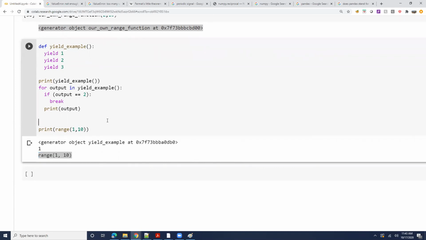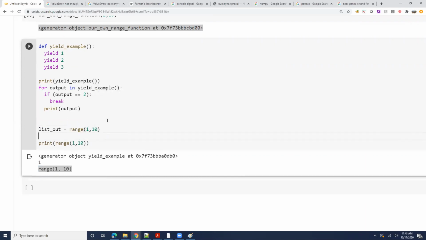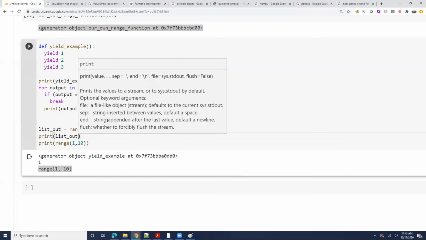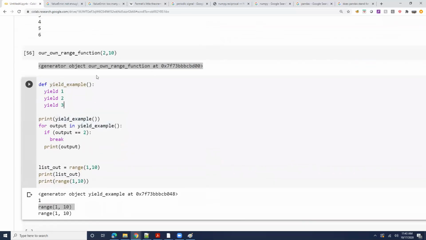It was not returning a list, right? So if I say list out equal to range of 1, 10 and print list out, it still says range of 1, 10. It did not actually return any list, right? So that's yield versus range.